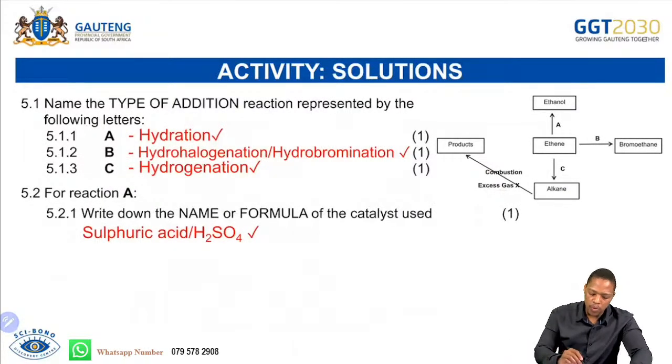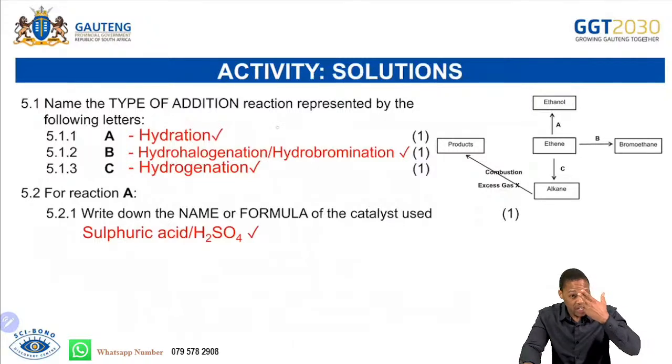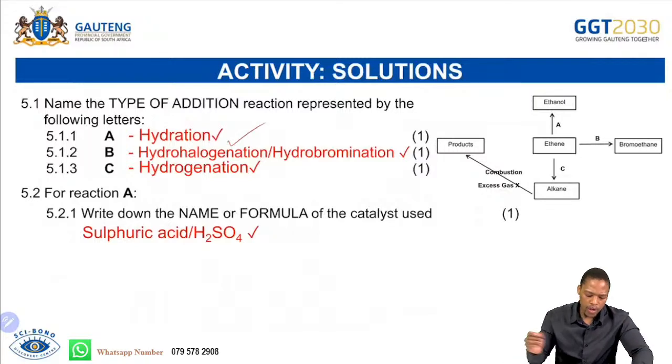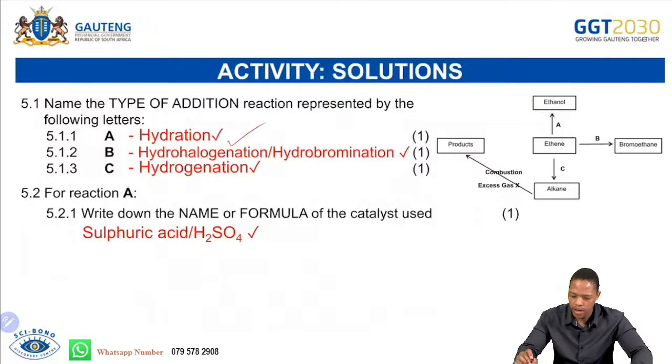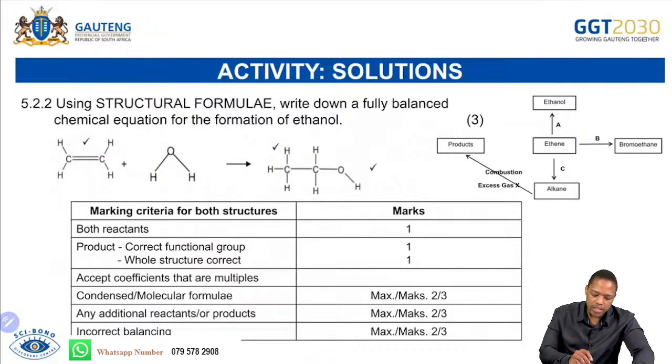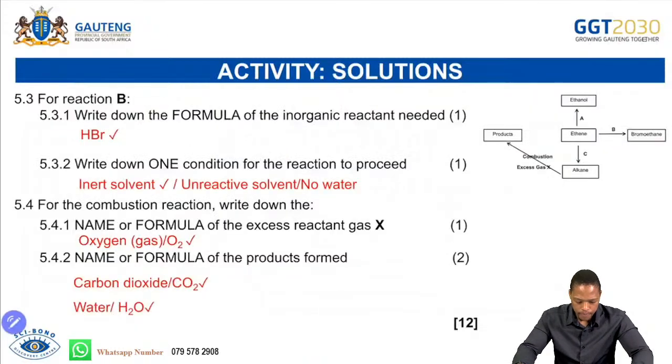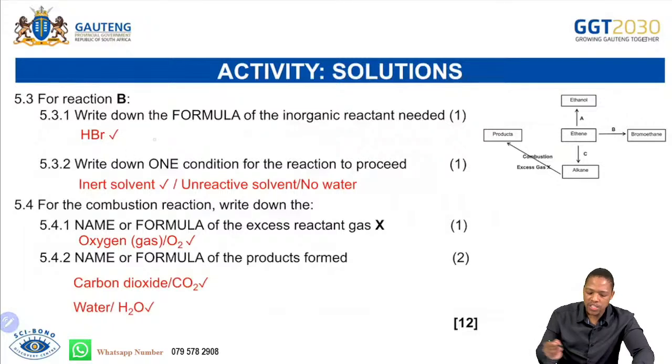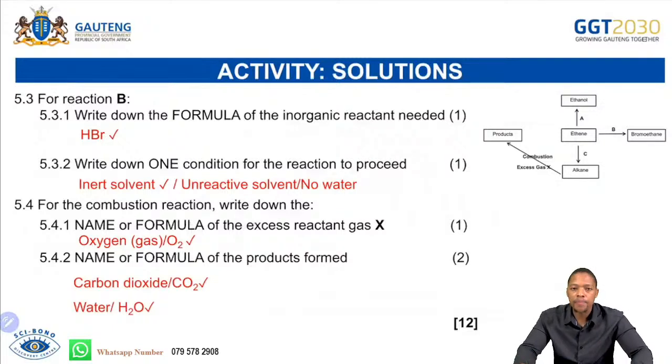Your answers should be as follows. That one was hydration. Hydrohalogenation would be B, or hydrobromination. I would prefer that people stick to hydrohalogenation. C, hydrogenation. For reaction A, you could use sulfuric acid as a catalyst. And there is the equation using structural formulae. There is how you can draw it there. And then for reaction B, HBr was the inorganic reactant, with an inert or unreactive solvent, or no water present. Excess oxygen gas, products carbon dioxide and water, as we said, will always be the case.